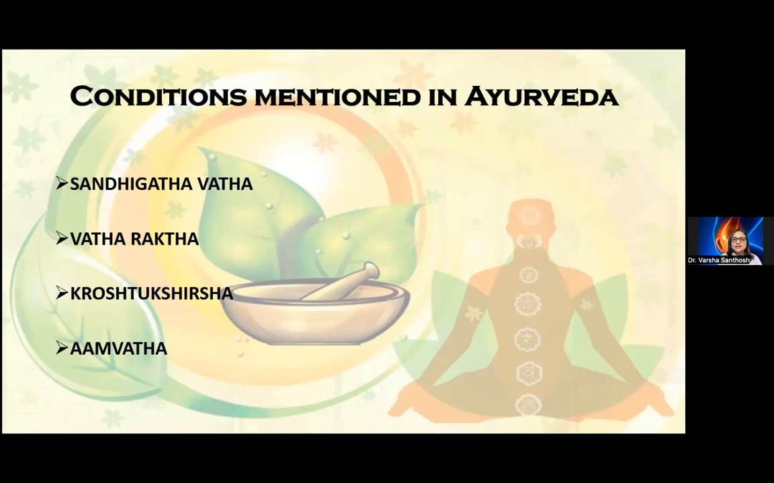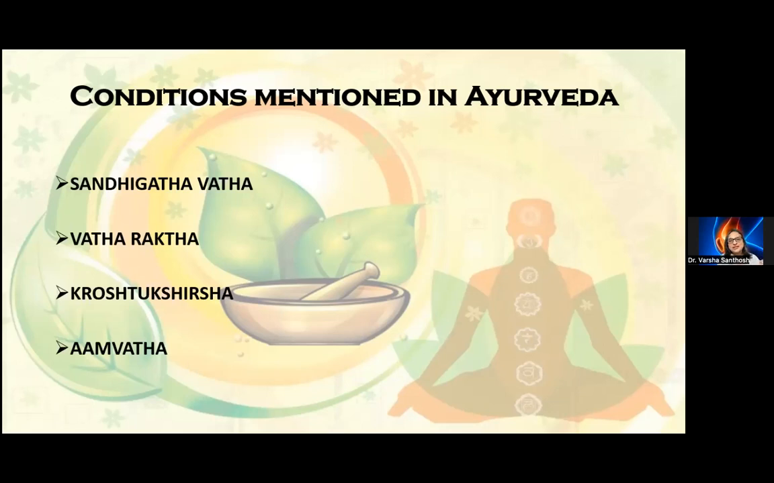That means there is an issue not only with the vayu, but also with the blood, the pitta component. Then there is something very funny. It's called kroshruka shirsha. Kroshruka is the face of a jackal, and the jackal face is like the knee shape. That means it pertains only to the knee joint. Ayurveda has this specific description of Kroshruka Shirsha, like a jackal face.